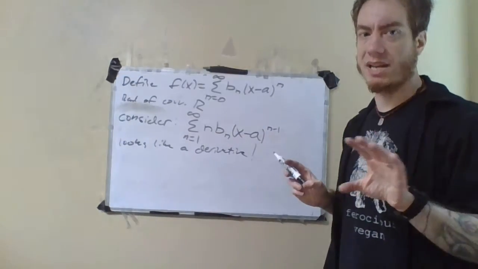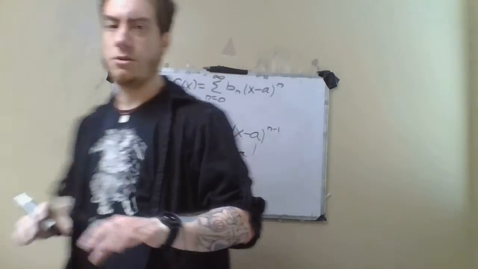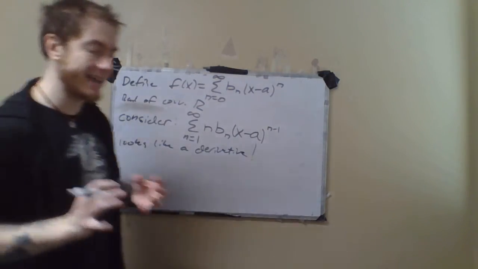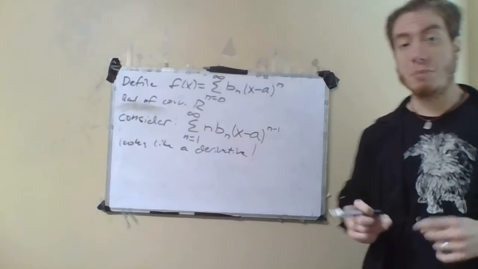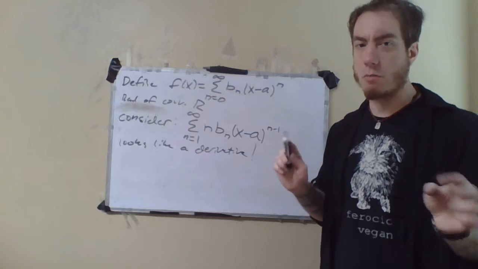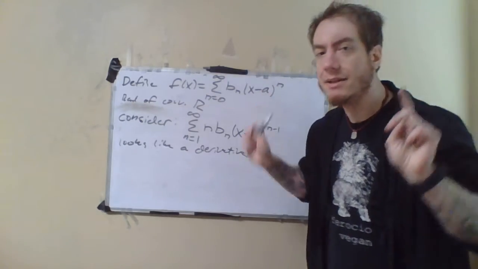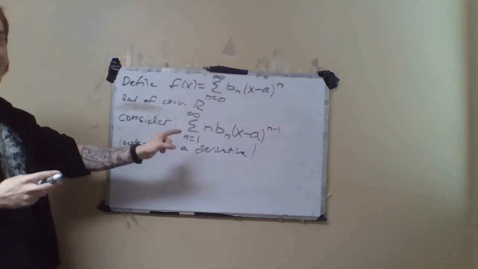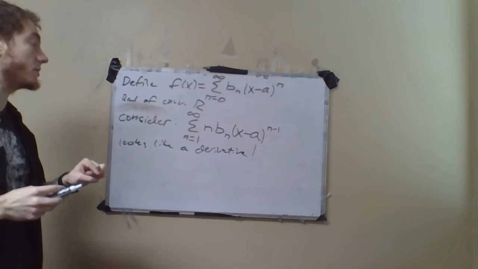Now, that's a very imprecise thing, so don't take it too seriously. Don't take that as a rigorous definition or anything. But in some sense, a power series is an infinite degree polynomial, and in some sense, what we're doing is we're trying to write down the derivative of it. So that's where we're going with this.